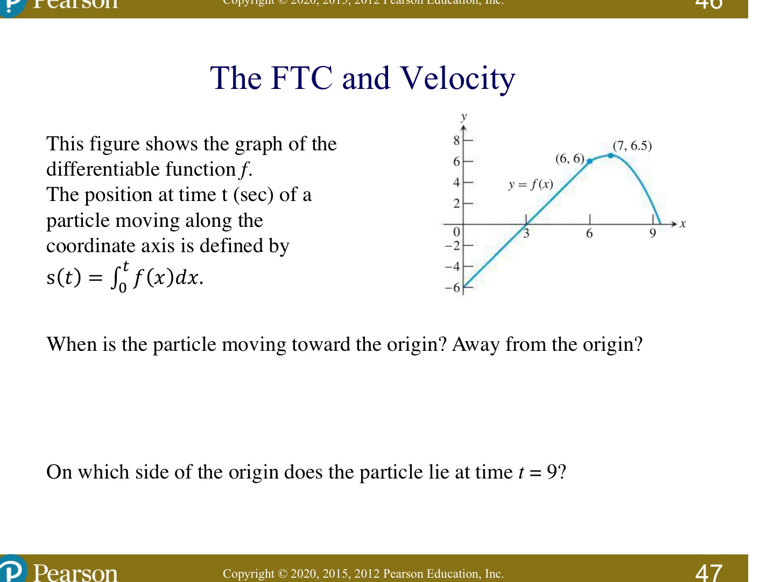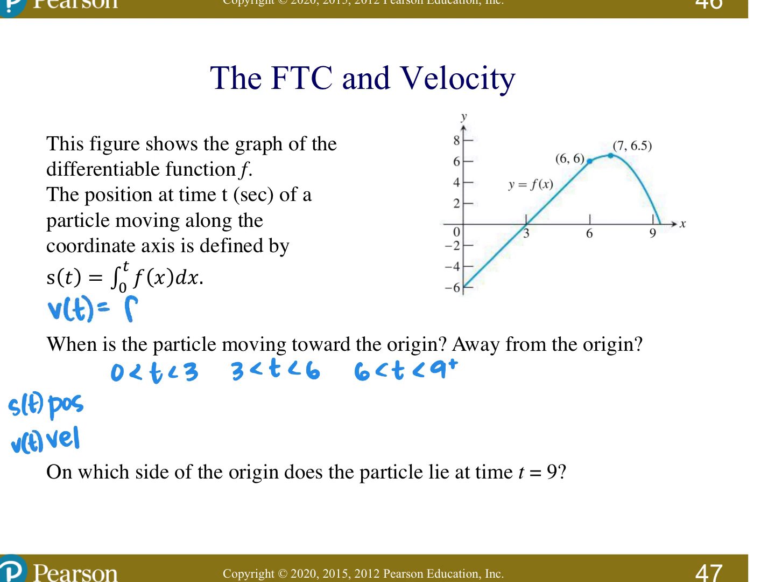So I would probably set up a chart to think about that. I'd look at 0 to 3, 3 to 6, and 6 up to a little bit more than 9, so 9 plus. And then we want to know what's the position and what's the velocity. Remember, the position is s of t, and the meaning of that is area, and the velocity is v of t. And remember that v of t is the derivative, so that would be f of t times 1 minus f of 0 times 0. In other words, f of t times 1.